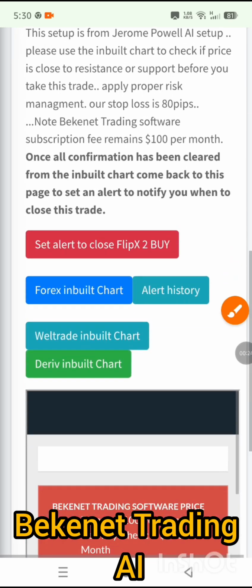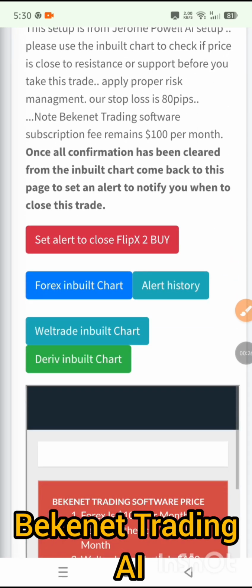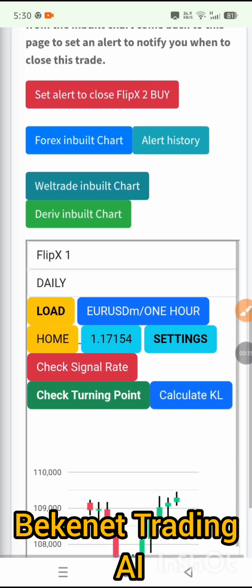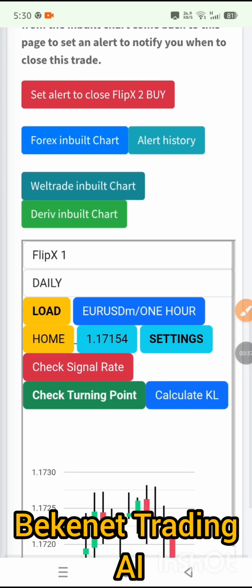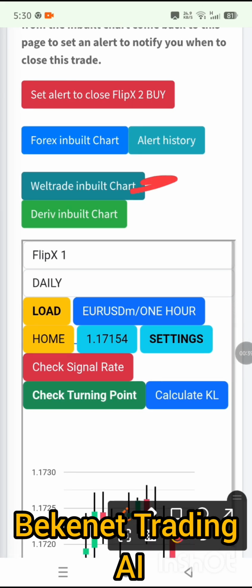This software is complex. You have a lot of features in the app. Your own is to make sure you focus on the AI aspect. Just click on the inbuilt chart, which is Forex. Look at it. You see this calculate is a function on its own. You see this one is a function on its own. Check rate is a function on its own.